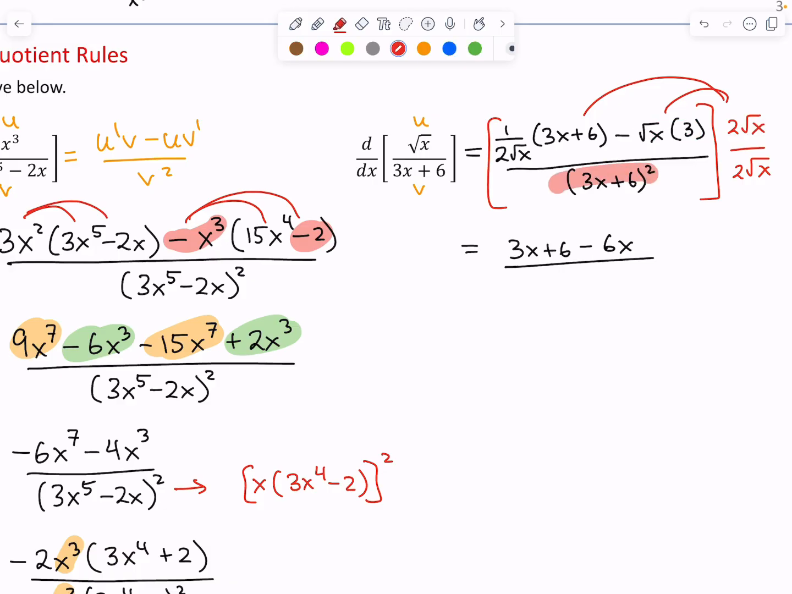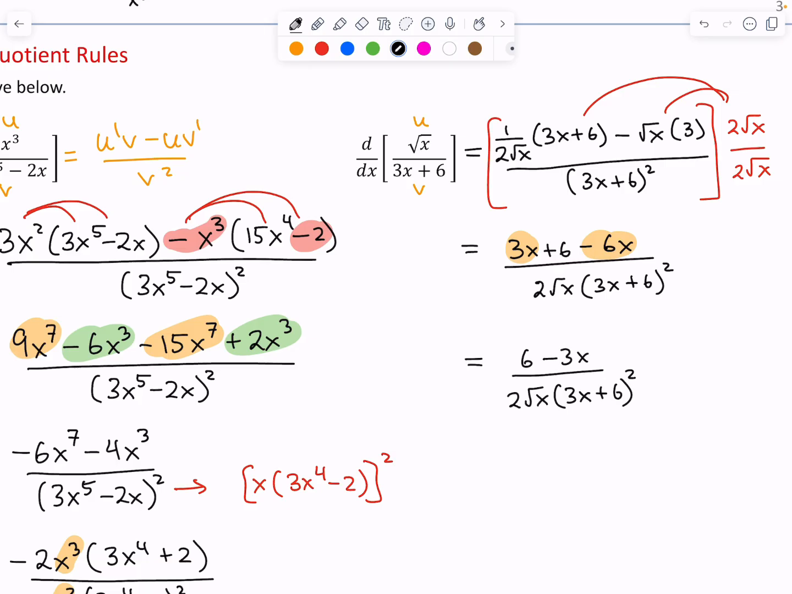The denominator will be this term and then this term, and I'm going to leave them factored. And I'll put the 2 rad x first. So in the end, this simplifies. We have 3x minus 6x. Those are similar. So we have the constant 6 and then minus a 3x all over a 2 rad x times a 3x plus 6 squared.